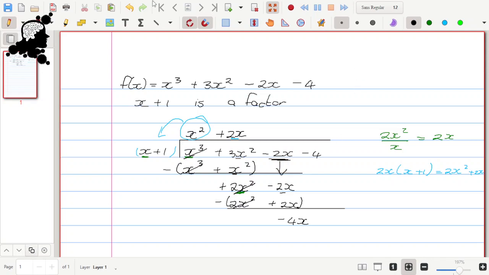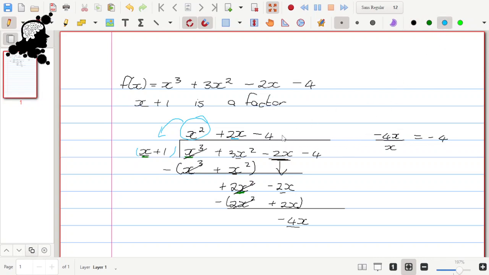Wonderful. Then we do the same thing that we did in the previous step. Now we take this negative 4x and divide it by our factor. So negative 4x divided by x, this is going to give me negative 4. So I'm going to put the negative 4 there.